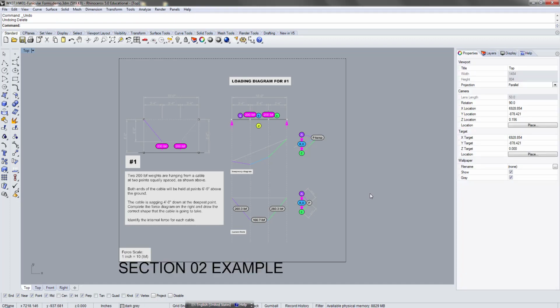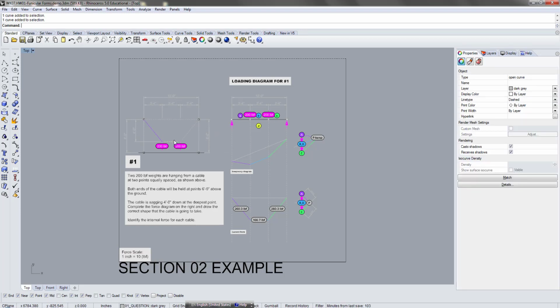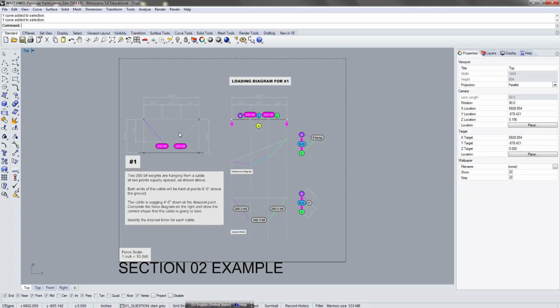Okay, so this is section 2, example 1. Now we have two vertical loads hanging from the cable. For example 1, we still have the symmetrical loading and the same height on the two ends, on the right and left. Again, I'm asking to identify the internal forces in each cable, which actually the answer is here.